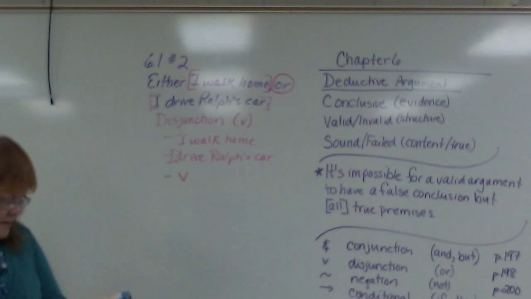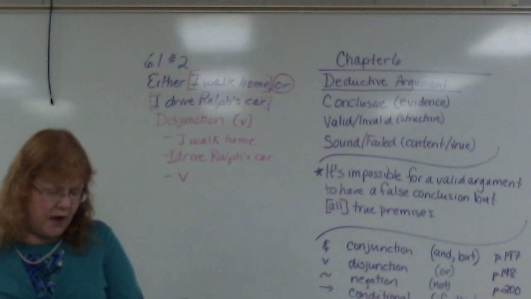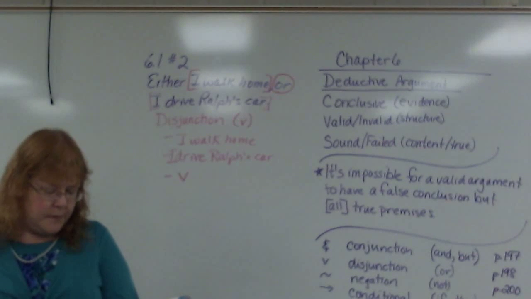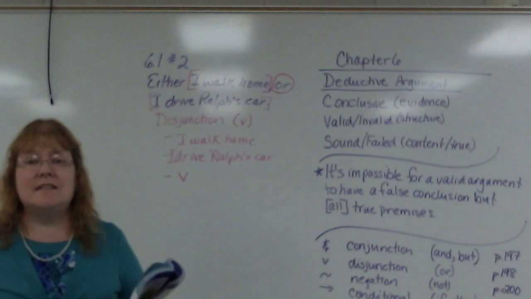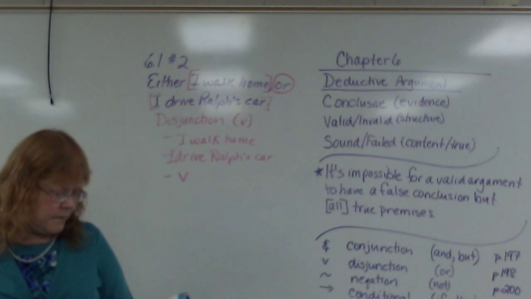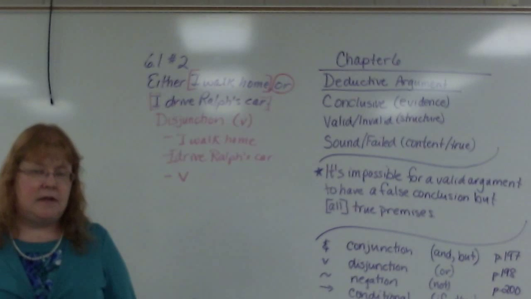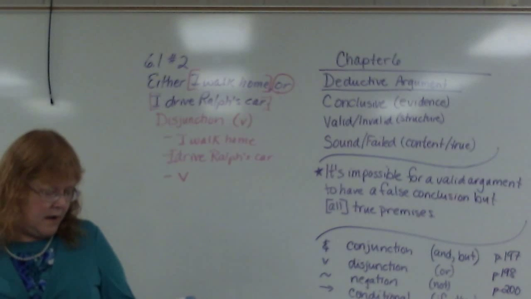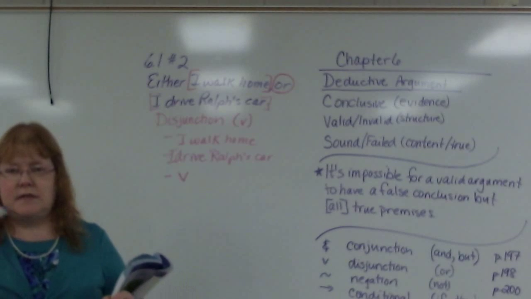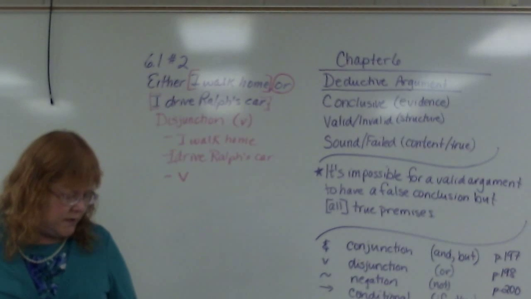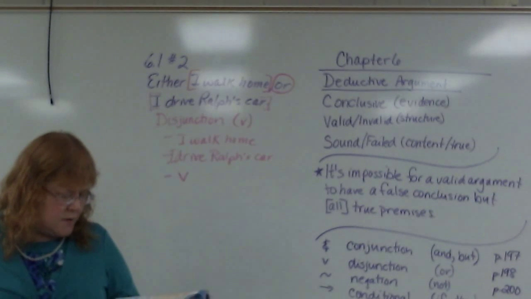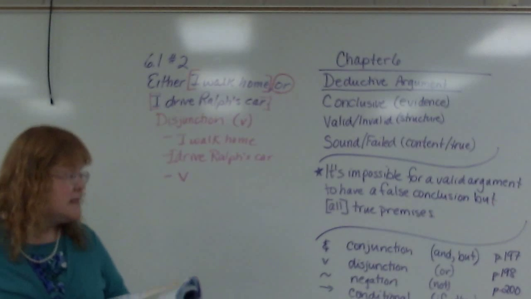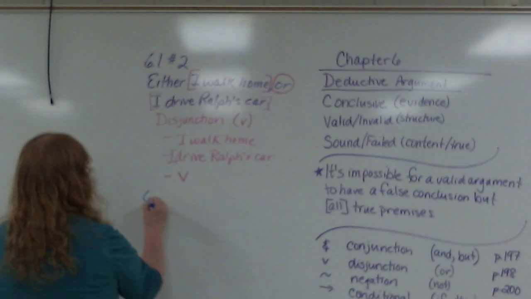6.2 says, translate each of the following statements into symbolic form. Use the letters in parentheses to represent each component statement. Assume that the letters stand for positive statements, something is the case, so that a negated statement, anything that says not, is indicated by adding the tilde, the negation, in front of a letter. So we're going to look at number 6.